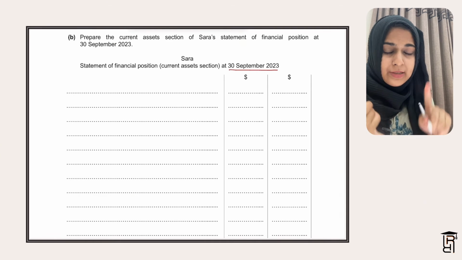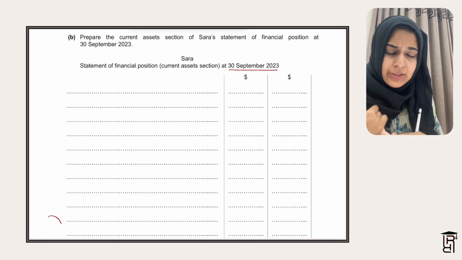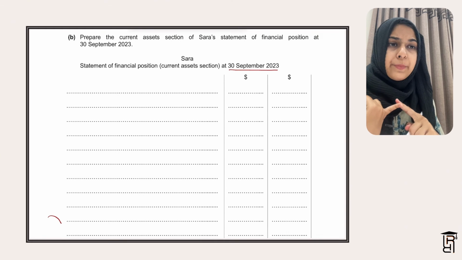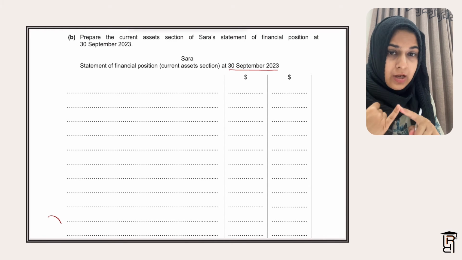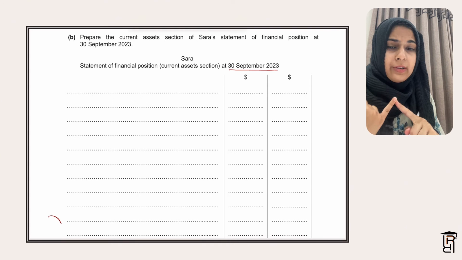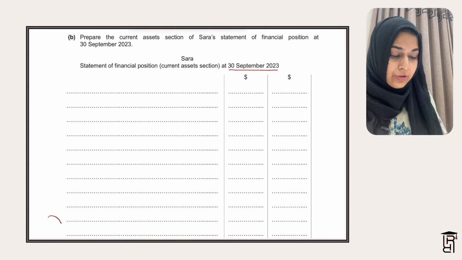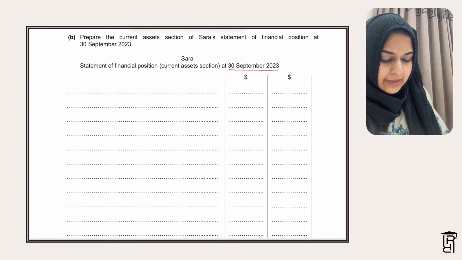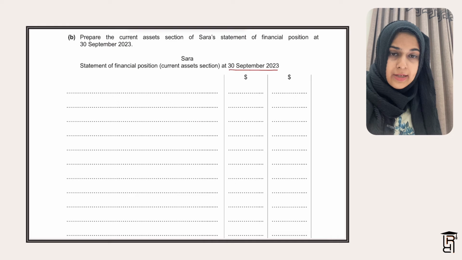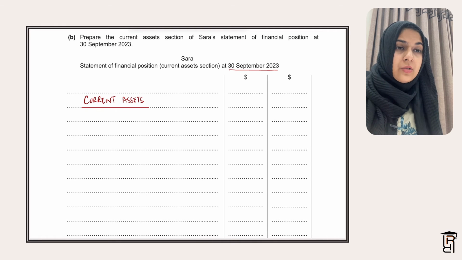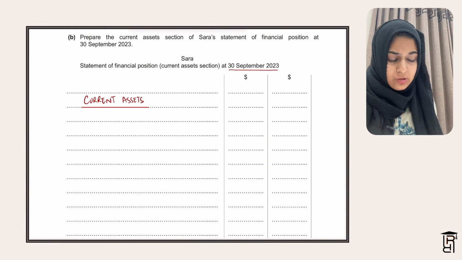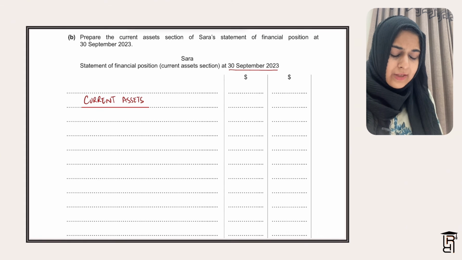We have trade receivables in the question. We have cash at bank in the question. And we have a prepaid expense in the question. That is for rates and insurance. So we'll just record all of this. So I write here current assets. The first thing, current assets are always written in the order of liquidity. So from the least liquid to the most liquid. So the least liquid are always inventory.